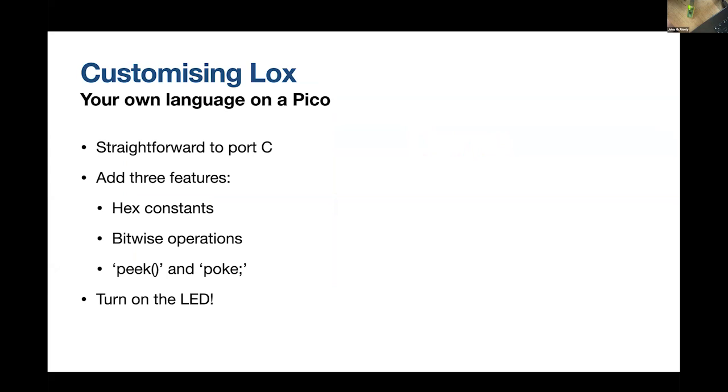Porting C on the Pico, dead easy. The SDK is very high quality. The standard library is very high quality. Everything just worked. Lox has very few dependencies. That's an important point. Add 3 features to get what you want language-wise. So hex constants that you can read with sanity. Bitwise operations, that's very important. Peek and poke. And then you can turn on the LED.